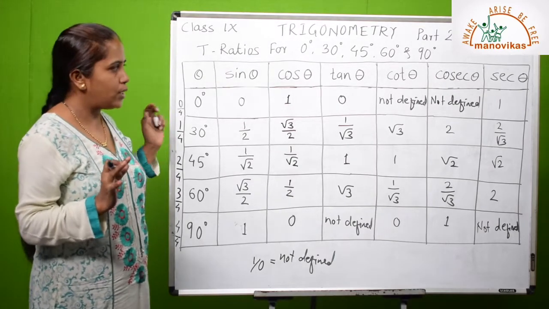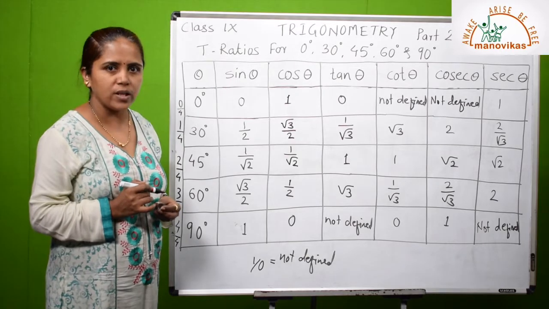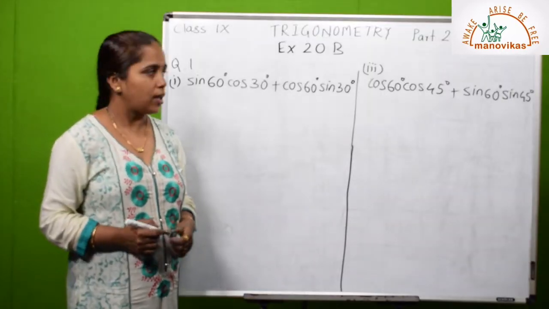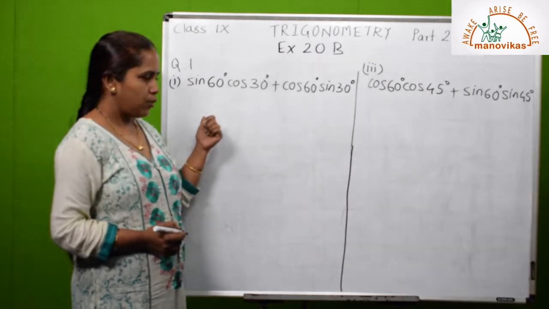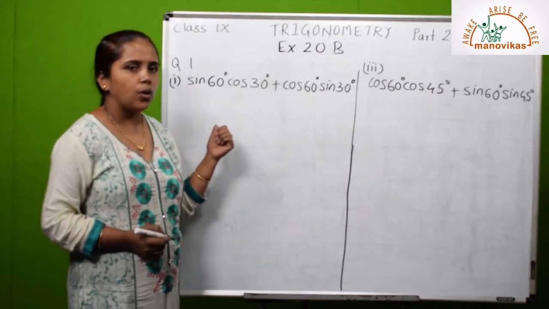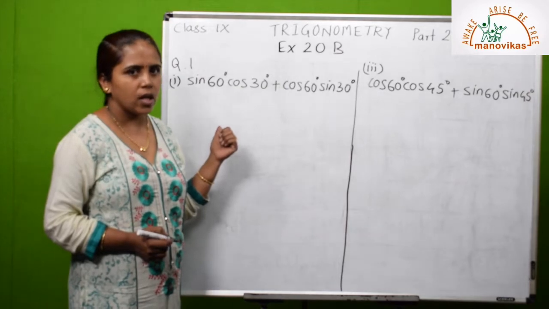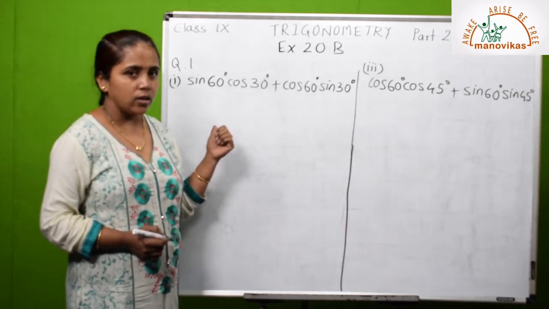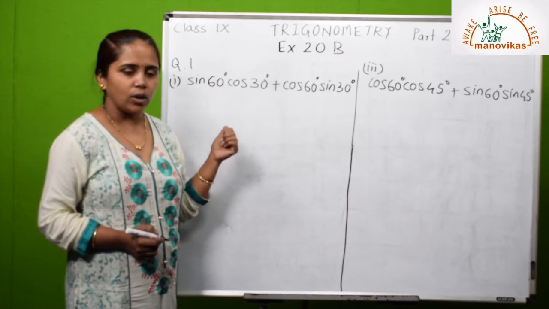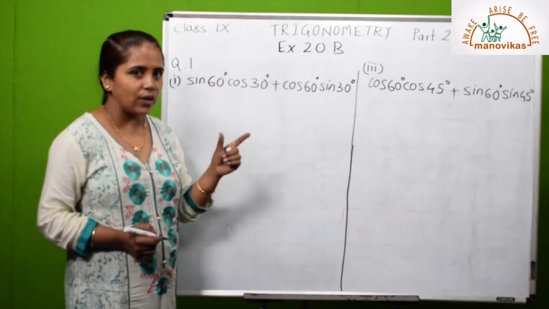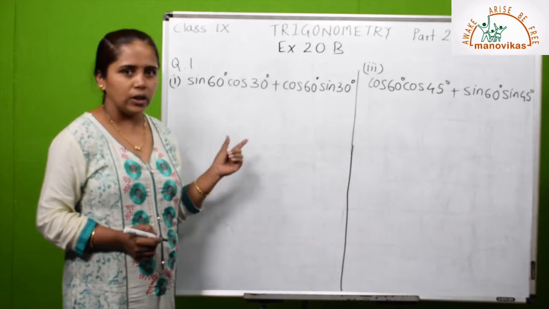Okay. Now we'll do the sums from exercise 20b. Now we'll start with exercise 20b. That is question number 1. What is question number 1? Without using trigonometric tables, find the value of. Here trigonometric table means the one which is given in the textbook, that we have to use.